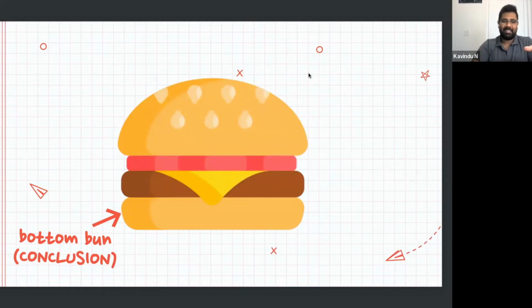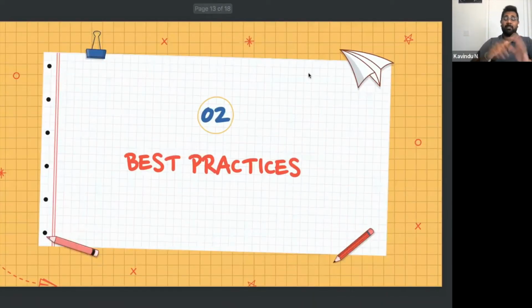And that doesn't mean that the session is over. There are a few more things we have to go. This is only the first part of the presentation. So let's quickly jump into the next part, which is best practices.